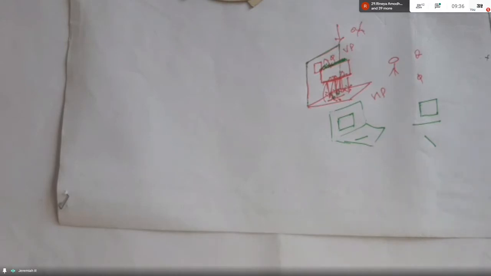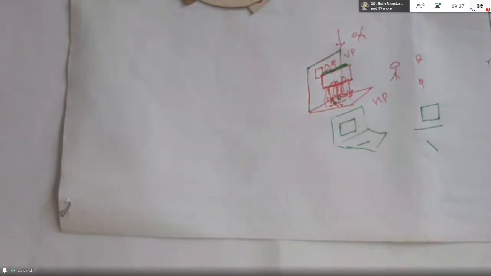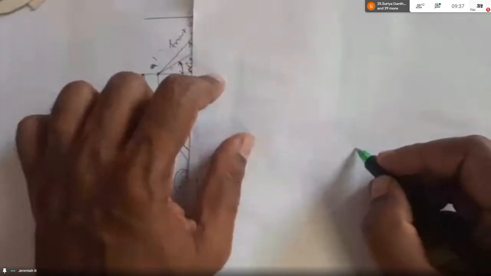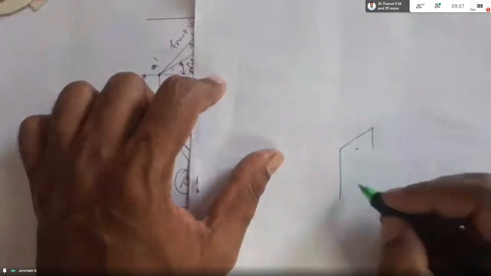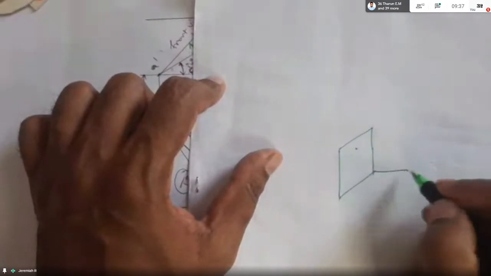Within that subheading 1, the last topic: perpendicular to VP and inclined to HP. Perpendicular to VP, but inclined to HP. This is a most important case, and we are going to see one more case that is most important.